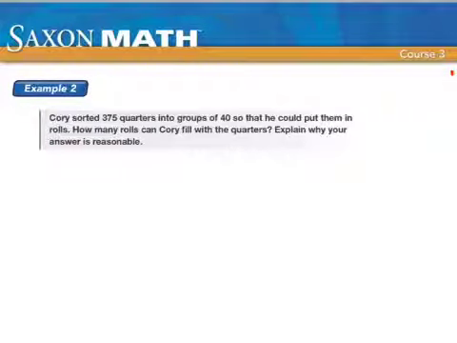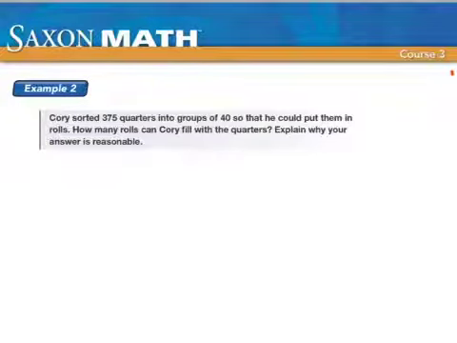Okay, let's talk about Corey now. It says, Corey sorted 375 quarters into groups of 40 so that he could put them into rolls. So maybe he's working at the bank and he's got to put the quarters into rolls. How many rolls can Corey fill with the quarters he has? And explain why your answer is reasonable. We'll worry about the explain part at the end.